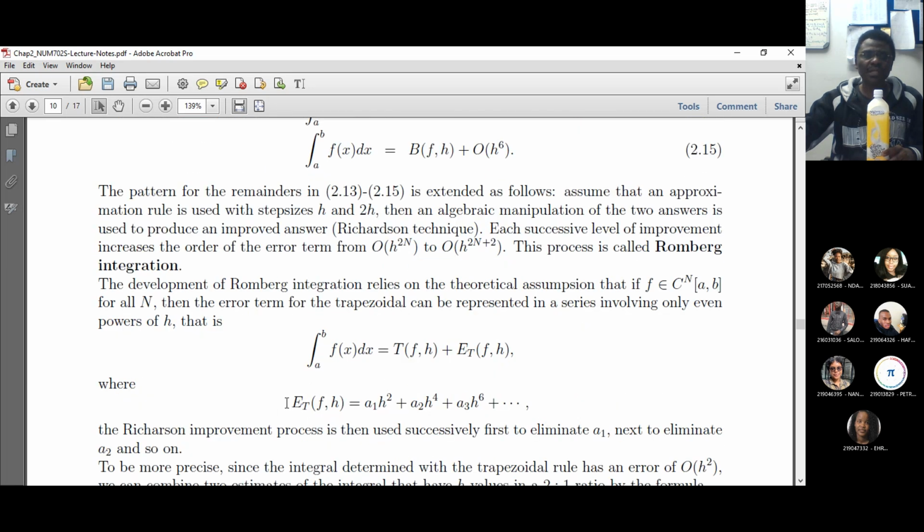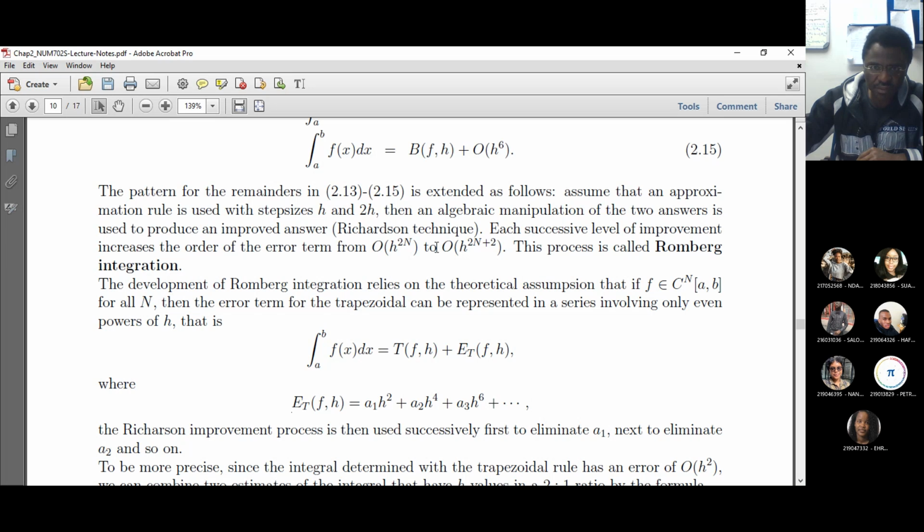First of all, let us concentrate on the composite trapezoidal rule. The error term is second order accurate, meaning that if we expand this error term in terms of h, we obtain an expansion of this form. Remember that the order of accuracy gives you the smallest exponent of h in the expansion of the error term.